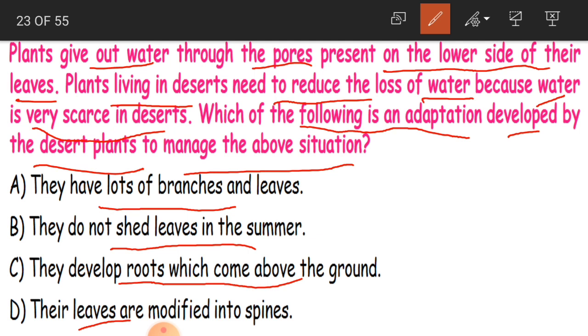How are desert plants, children? They are like spines. So because of that adaptation, they are able to prevent this water loss, that is, reduce the water loss. So D option is the correct answer.